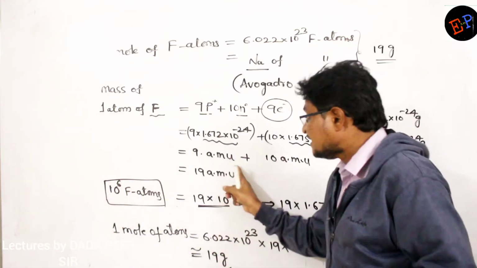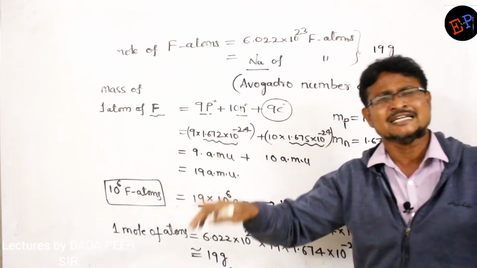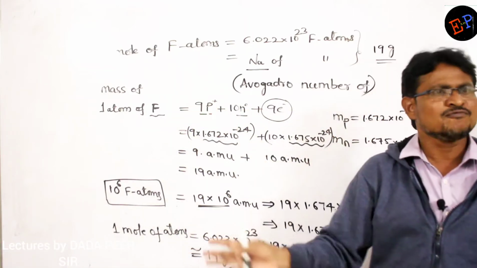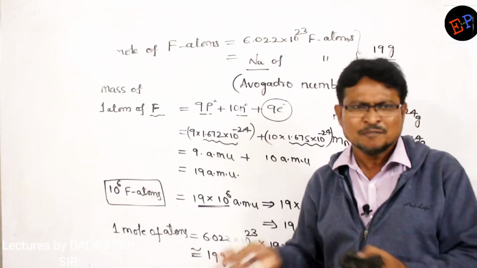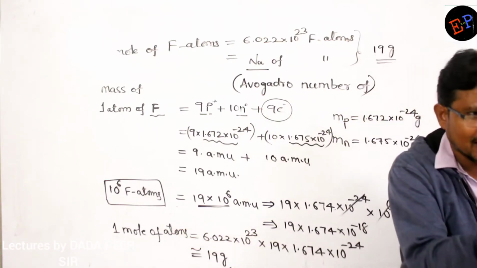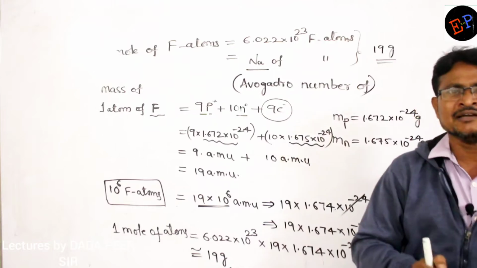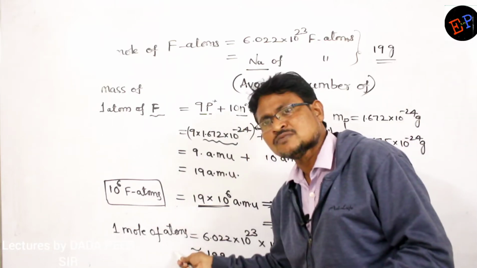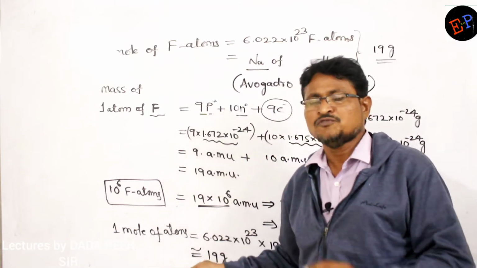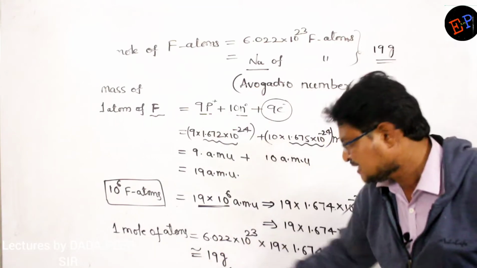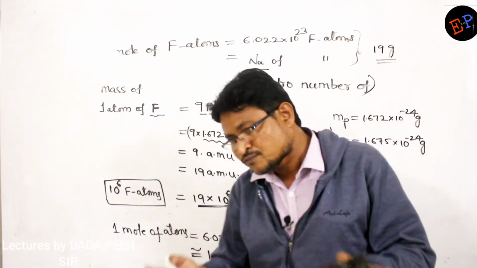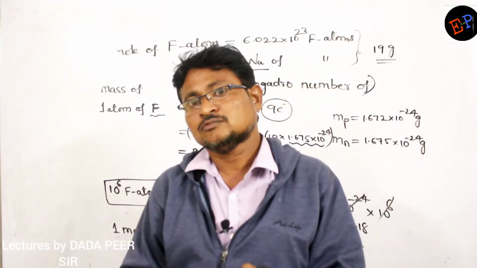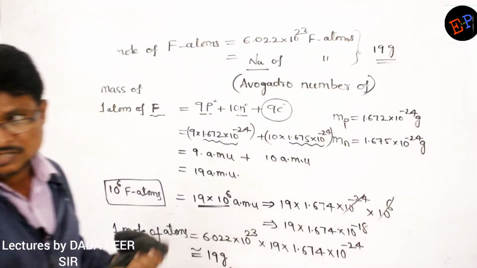One atom, 19 AMU, is the tiniest, smallest value of mass. Nothing can be done by taking that much smaller mass. To do something, we need to take at least 1 mole of fluorine atoms. If you take 1 mole of fluorine atoms, it comes to around 19 grams. By taking 19 grams of fluorine, you can do something. And now one more relation I am going to say.